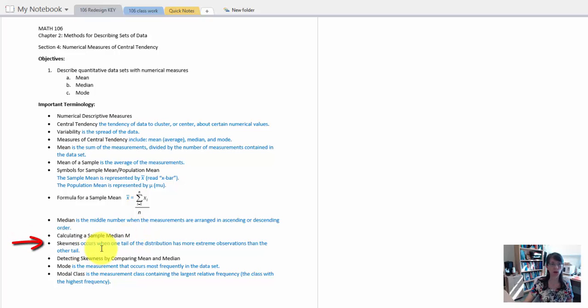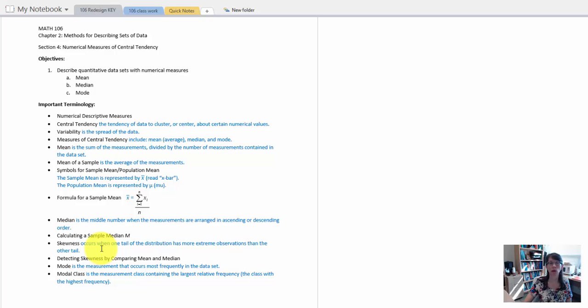Skewness occurs when one tail of the distribution has more extreme observations than the other tail. For example, if one measurement is much smaller than the rest of the measurements, that smaller value will bring the tail closer to the smaller end, stretching it out, and then you will see how the tail is much longer on the left side of the data, so it will be skewed left.